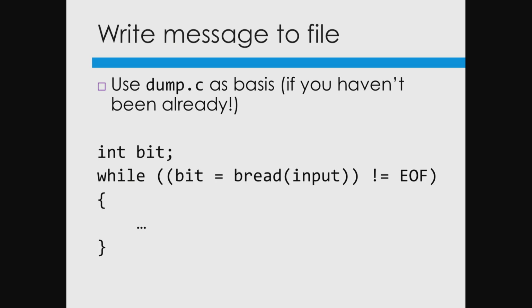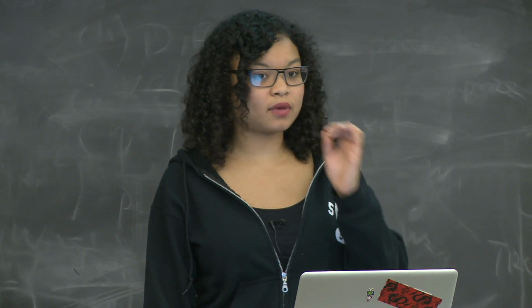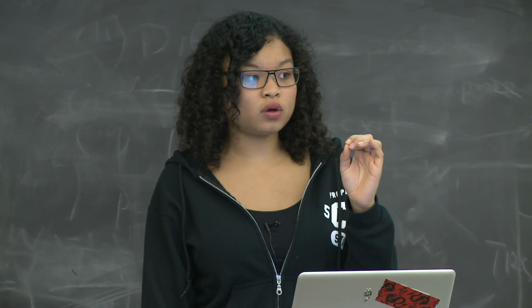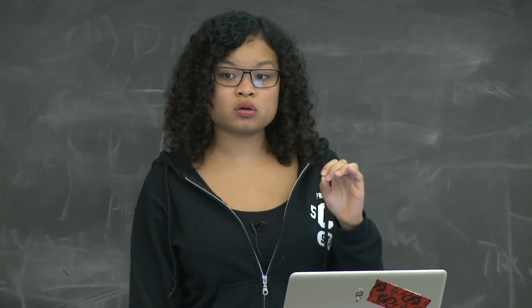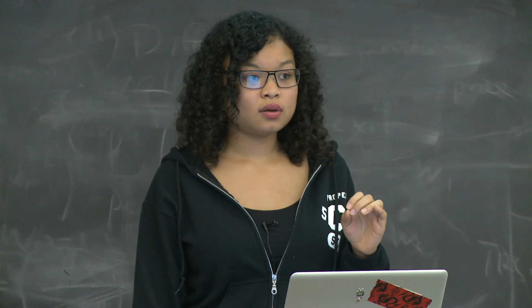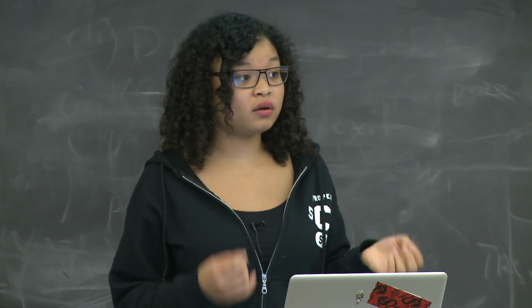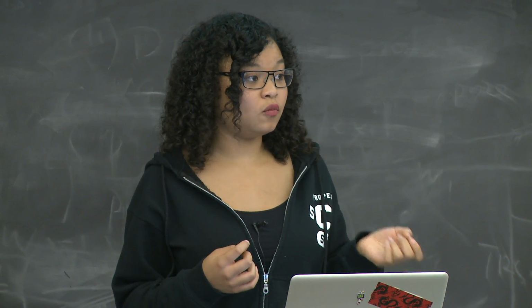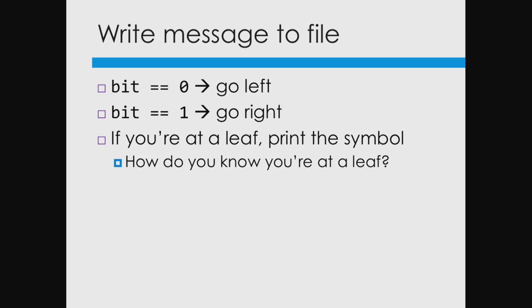Based on that, you're going to want to have some kind of iterator to traverse your tree. And based on whether the bit is 0 or 1, you're going to want to either move that iterator to the left or move it to the right, all the way until you hit a leaf. So all the way until the node that you're on doesn't point to any more nodes.